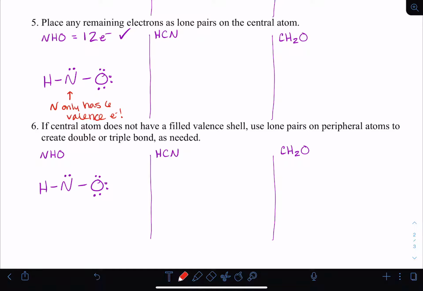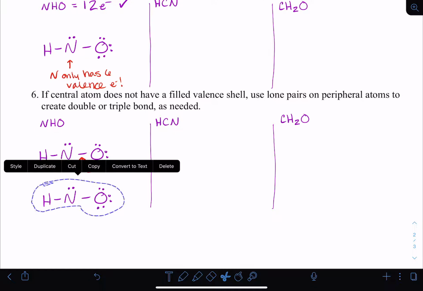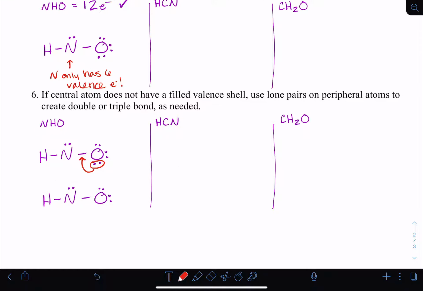So what we're doing to create a double bond is we're actually taking one of these lone pairs and moving it to create that second bond. So we're taking away this lone pair and we're putting it in between as a second bond. So we've increased the amount of electrons that are shared between our 2 atoms, giving nitrogen access to more.